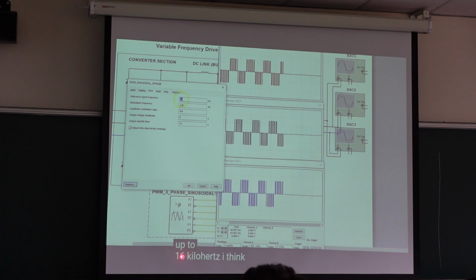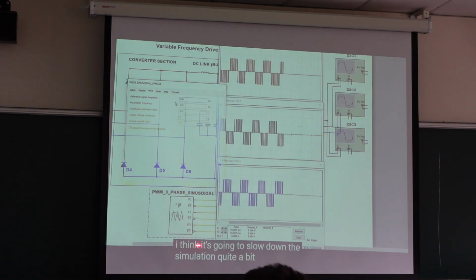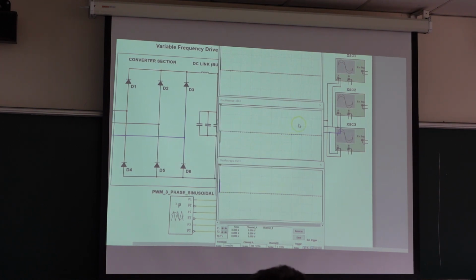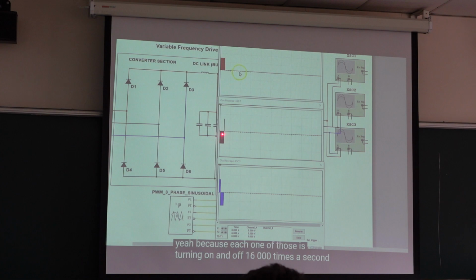So now it is 16 kilohertz. I think it's going to slow down the simulation quite a bit. 16 kilohertz is quite high. It's a lot of work for it. So you can see each one of those is turning on and off 16,000 times a second. You cannot identify the pulses because it is weak. So when you set the carrier frequency on an inverter drive to 16 kilohertz, the pulse is too small.